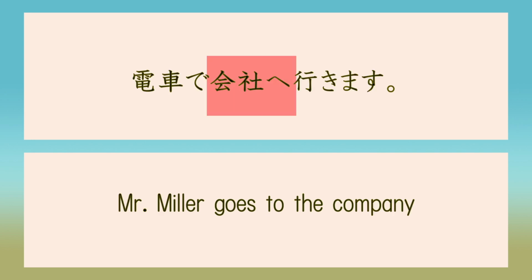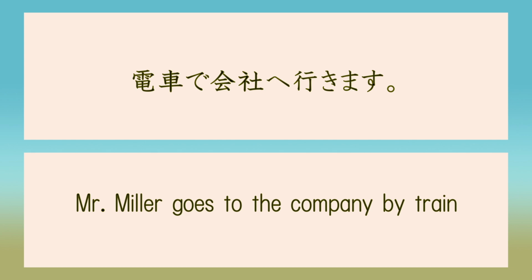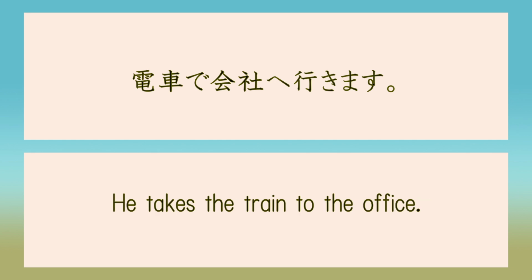Then we go backwards. Kaisha e, to the company. And then we go a little bit backward. Densha de, by train. So our sentence is Mr. Miller goes to the company by train. And let's now apply rule number 4, where we're gonna make it sound better in English. We could actually translate it into something like that. He takes the train to the office.